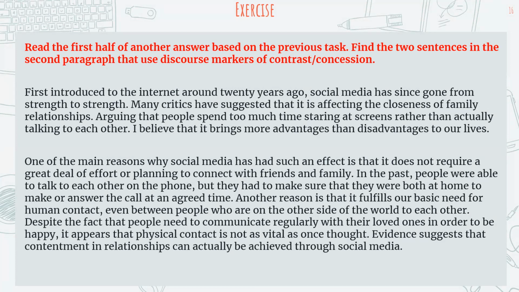Find the two sentences in the second paragraph that use discourse markers of contrast and concession. So in the second paragraph, we have two discourse markers of contrast and concession. And these two are used to make compound and complex sentences. I want you to pause the video and read the introduction in the first paragraph, and try to find these two discourse markers.